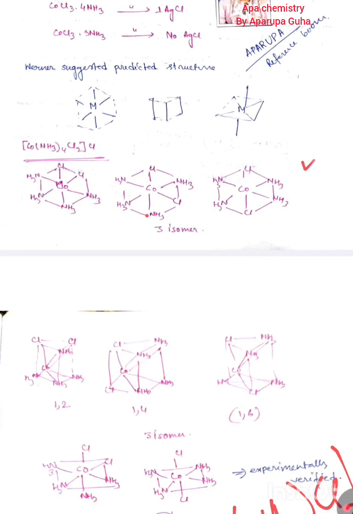In hexagonal structure we get 3 isomers. In the prismatic structure we get 3 isomers, but in octahedral we get cis and trans isomers. In cis, that means these 2 Cl are cis to each other, and in trans the 2 Cl are opposite, that is trans to each other. That means in octahedral only 2 isomers are there.